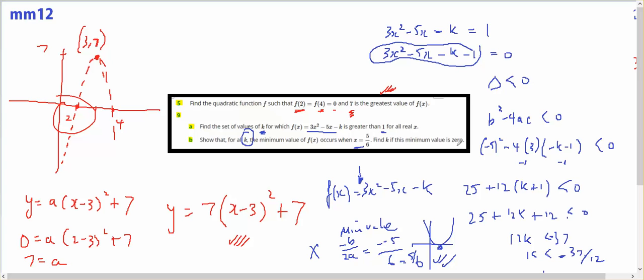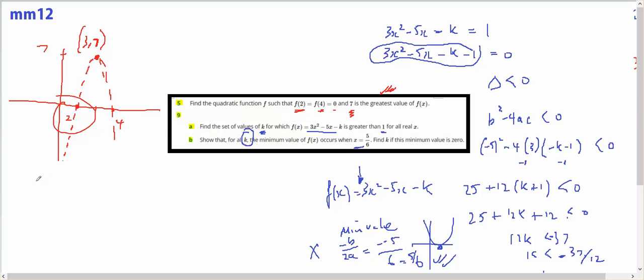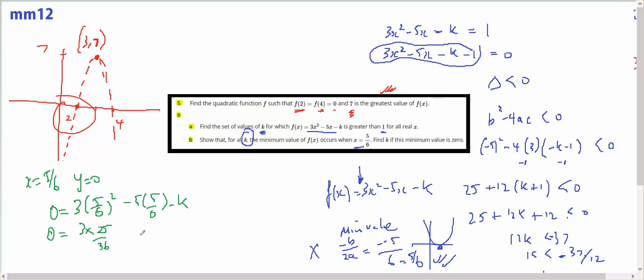Find the k if the minimum value is 0. So if the minimum value is 0, if I'm substituting in my 5 on 6, then when x equals 5 on 6, y has to equal 0. So 0 equals 3 times (5 on 6) squared minus 5 times 5 on 6 minus k. 0 equals 3 times 25 on 36 minus 25 on 6 minus k. 3 goes into that 12 times. So 0 equals 25 on 12 minus 50 on 12 minus k.